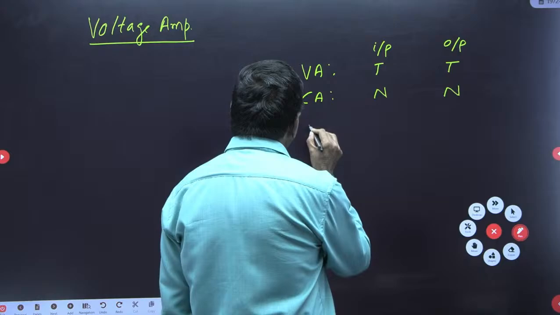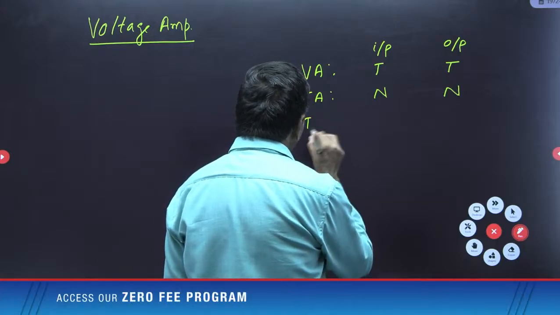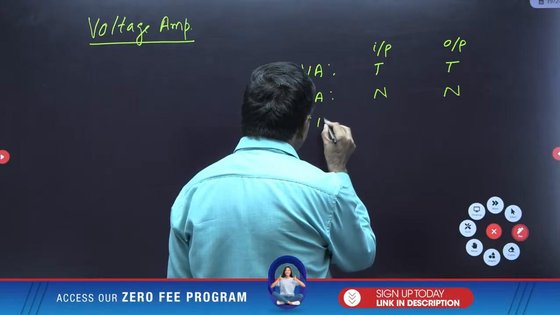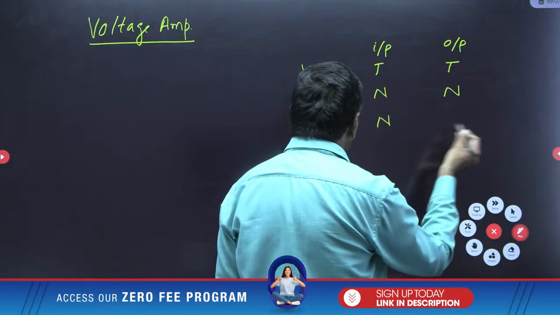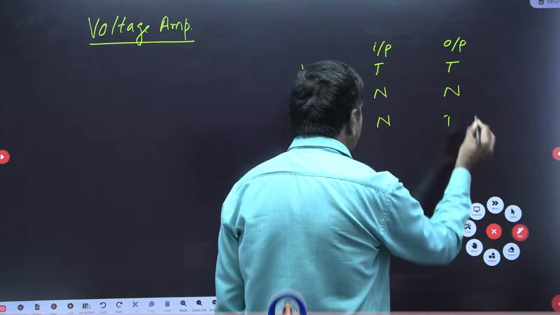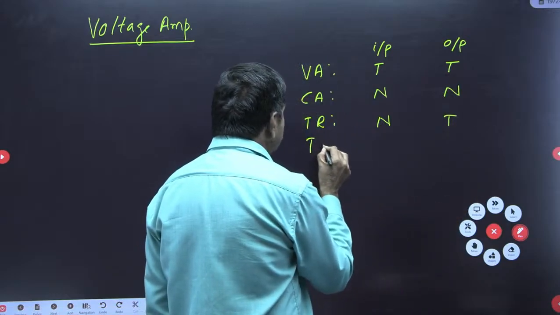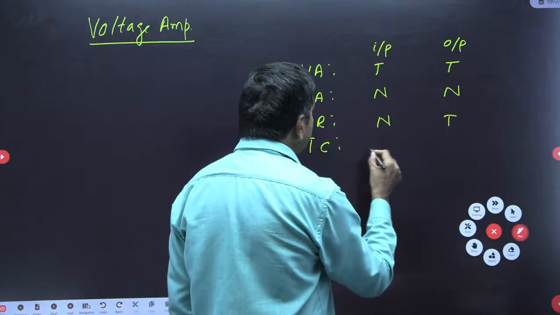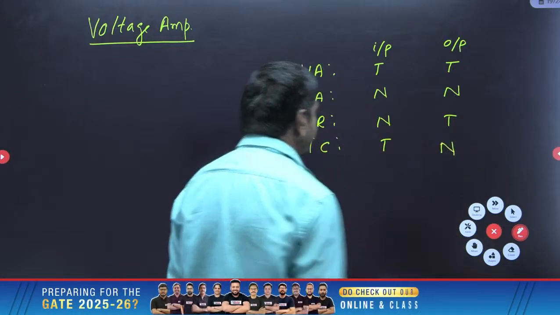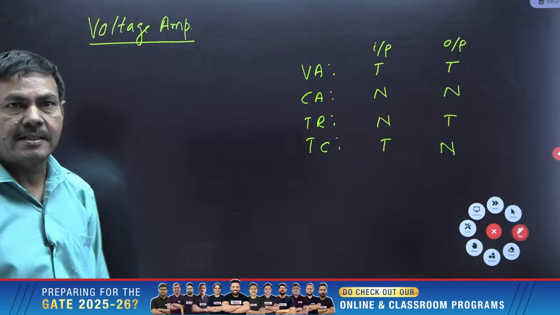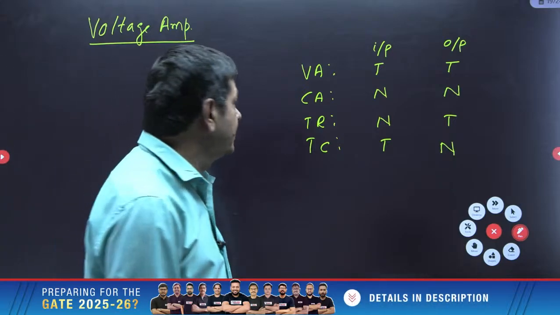The third one is the transresistance amplifier. Here the input must be Norton's and the output must be Thevenin's. For the transconductance amplifier, the input must be Thevenin's and the output must be Norton's. By using these conditions, we are going to draw the circuits here now.